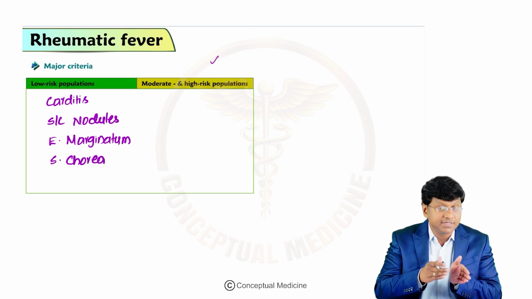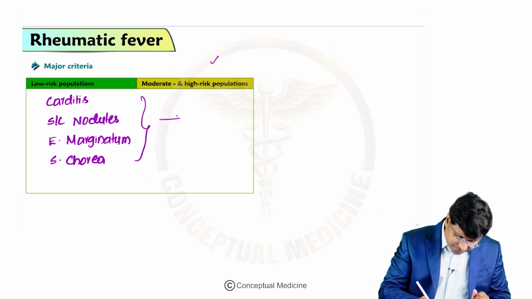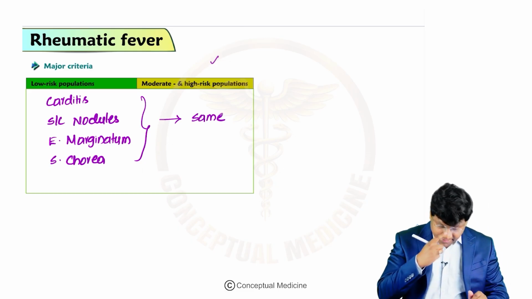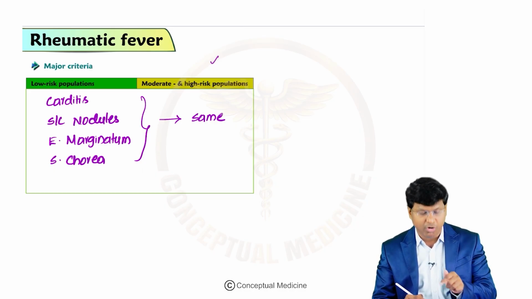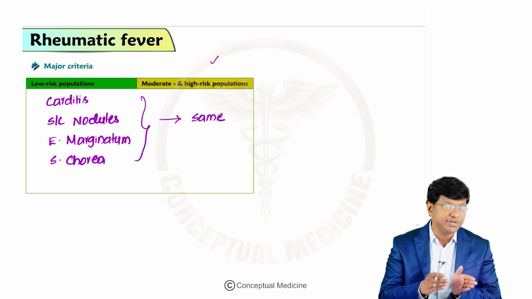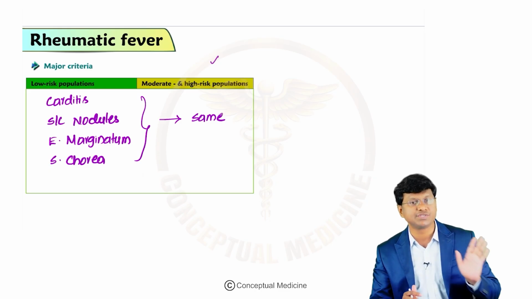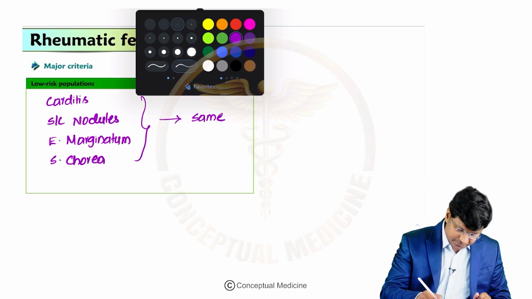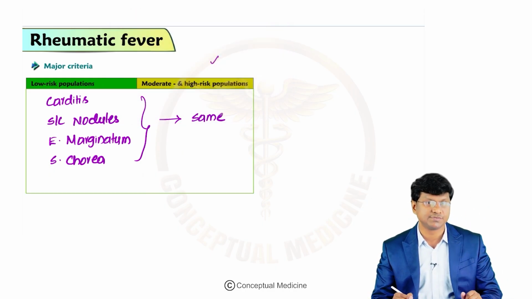These manifestations are the same in low risk population as well as moderate to high risk population. Then what is the difference? The difference is about the arthritis.